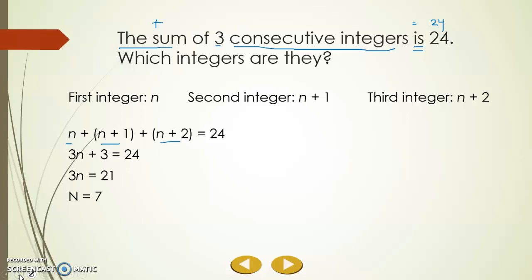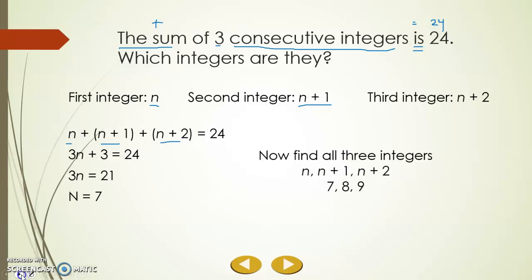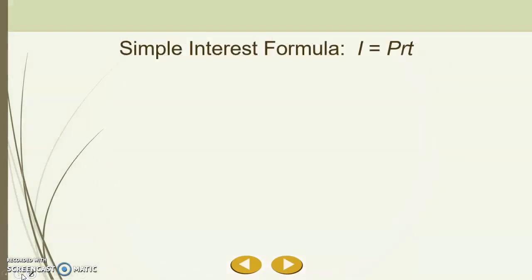and that tells us that n equals 7. Well, if the first integer, n, is 7, what's our second integer, n plus 1? Hopefully you said 8, and the third integer is 9. Nice job if you did those.